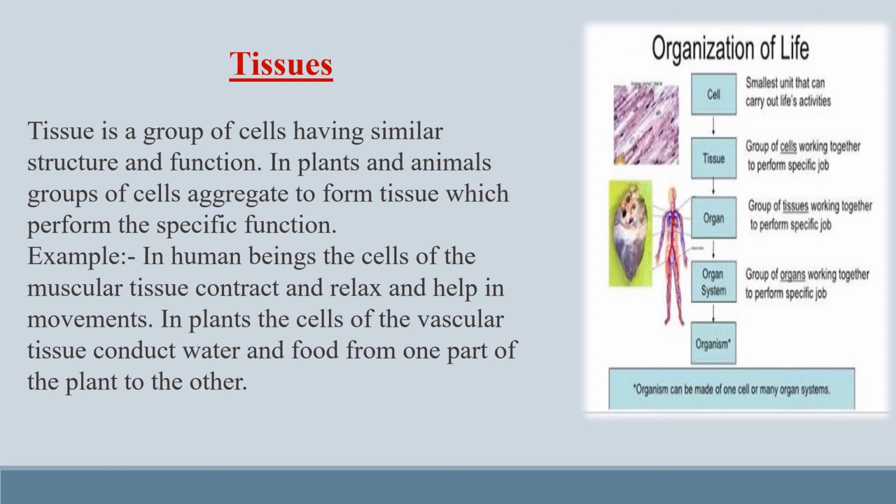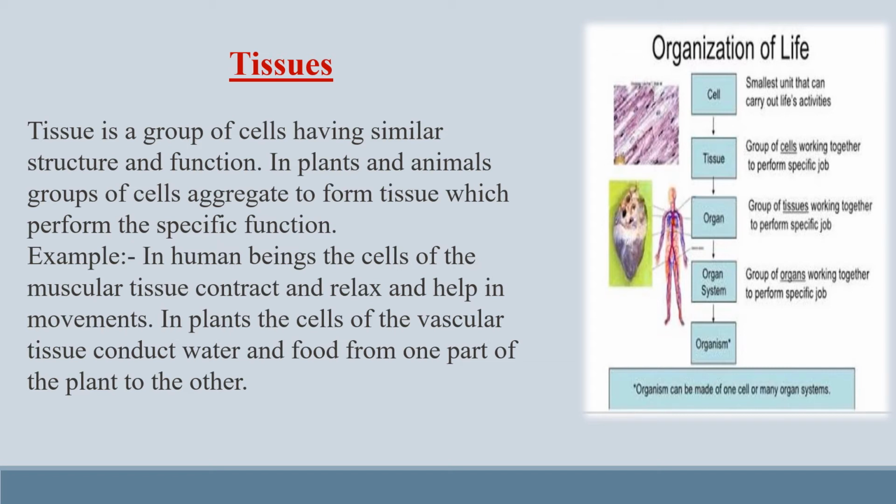First, as we know, the cell is the functional unit of life. Then different types of cells which have similar functions aggregate to form tissue. Tissues aggregate to form an organ. The organ system is a group of organs working together to perform a specific job.